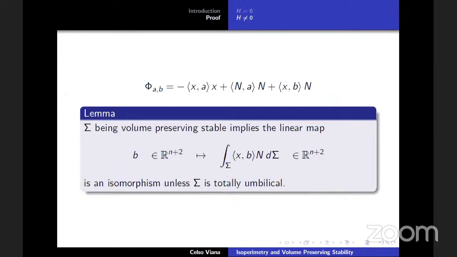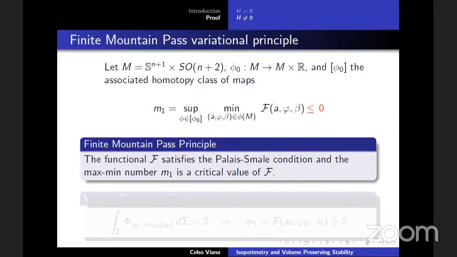And so using that lemma, you can infer that the sequence cannot drift off to infinity, so it stays in a compact region on our cylinder, and so the Palais-Smale condition is satisfied. Once it's satisfied, then of course this number M1 will be a critical value. Another important property of this number is that it's always non-positive. That's very important for our argument. And the reason why it's non-positive is quite easy to understand.